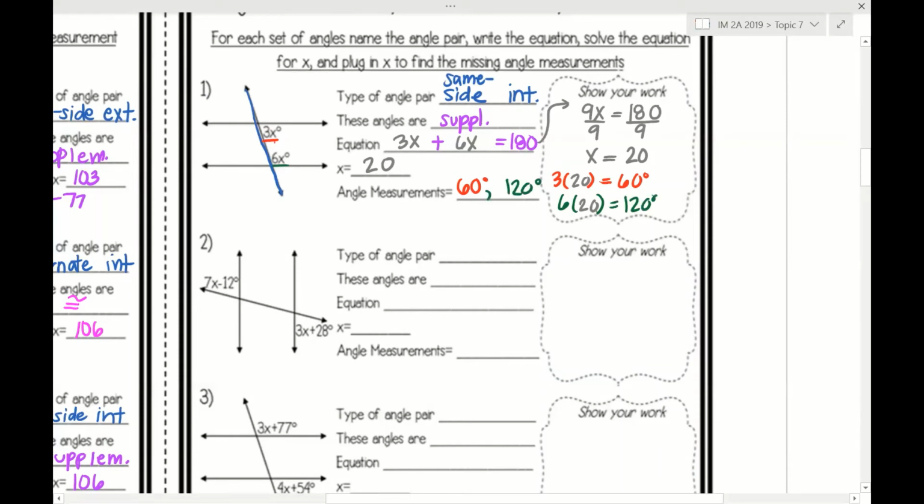So in the diagram, we have same side interior angles. Those angles are supplementary angles, which means I'm adding the two measures together and setting it equal to 180.